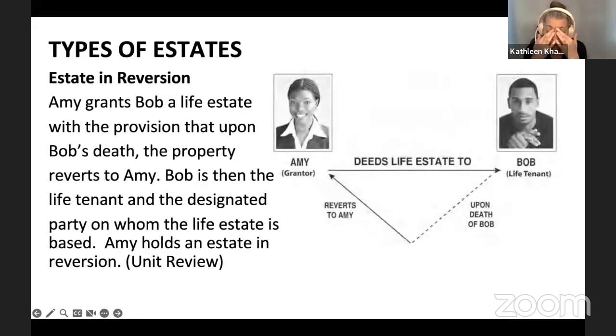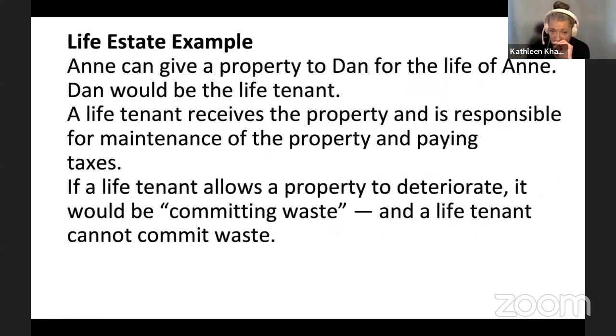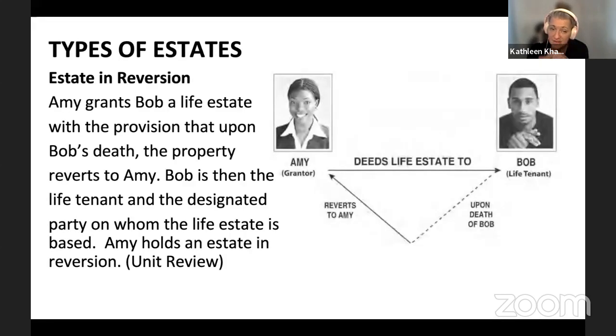All right. So let me try to water it down a little bit further. We're going to use some visuals. So if we talk about these life estates, we talk about a life tenant, we talk about who gets to live in the property. Let's talk about a situation where Amy grants Bob a property. It's almost the exact same thing as Anne and Dan. The difference is it's not on the life of Anne. Technically, it's on the life of Bob. So Amy grants Bob a life estate.